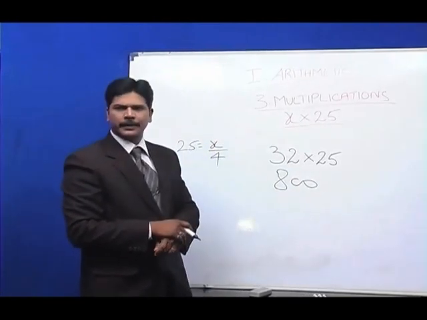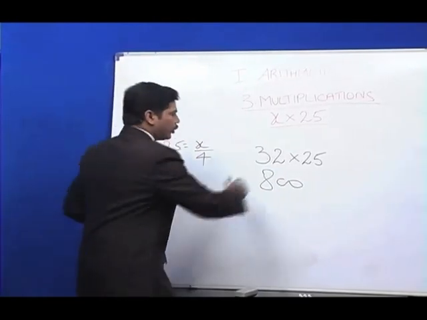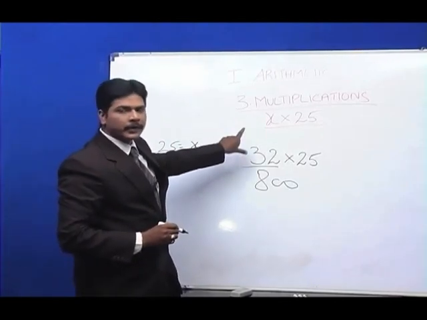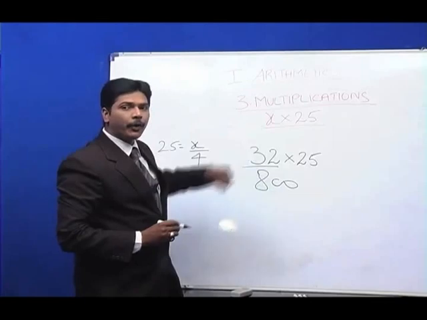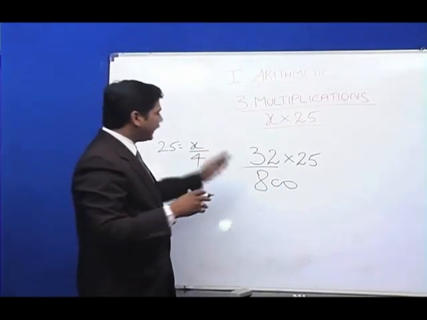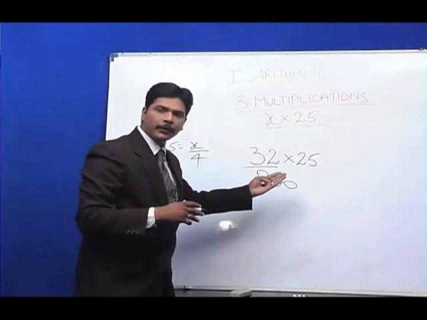Now how is that possible? Very simple. What we have to do? Not 25, the other number. The number is 32. Now 32 divided by 4. How many times 4 goes in 32? It goes 8 times, right? And with a remainder of 0.